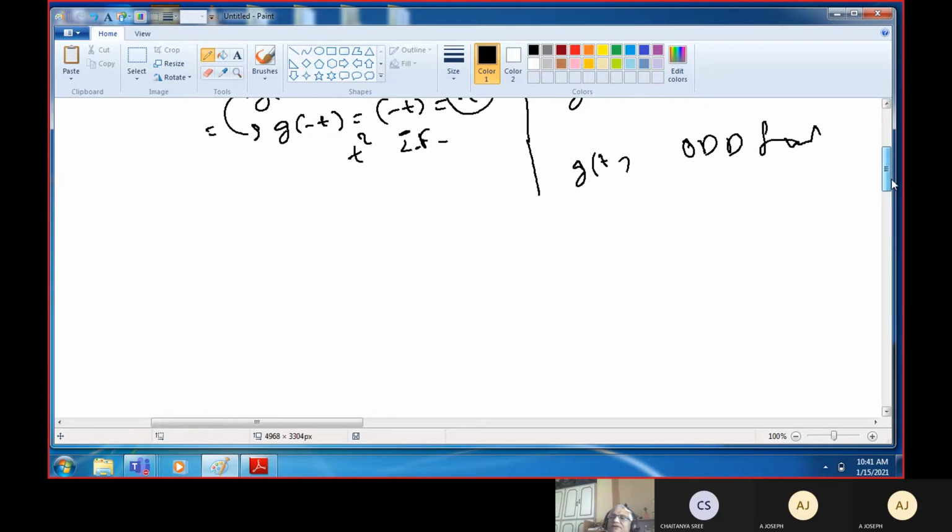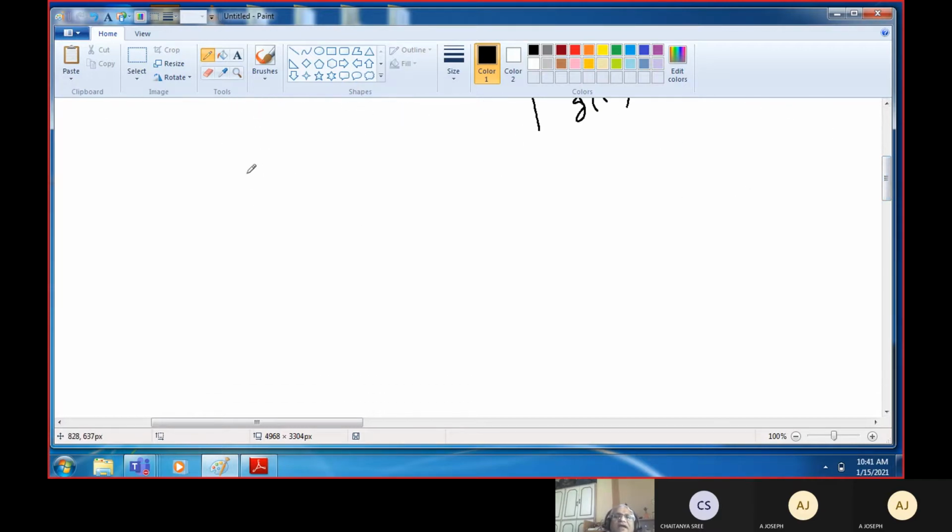Now, many times we will encounter functions which are neither odd nor even. Let us take an example of t square plus t. What is t square plus t? You can see here, this is an even function and this is an odd function. Now we can say that g of t is composed of, or consists of, an even function and an odd function. Both are there in this one.